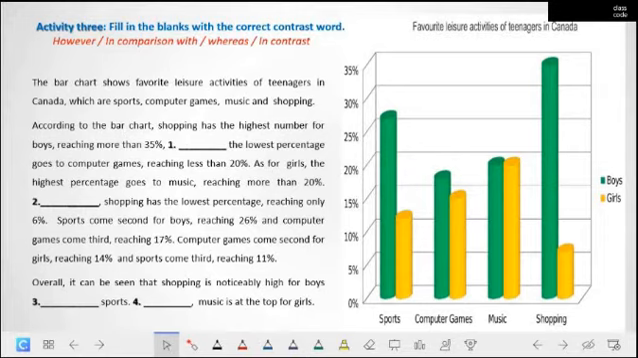Okay, we have Ali Mukhtar. Whereas, in contrast, in comparison with, whereas. I think Ali Mukhtar, you have used whereas twice. So use only one for each. You've got 1, 2, 3, 4. So you've got 4 contrast words for each blank. Don't use one of them twice.